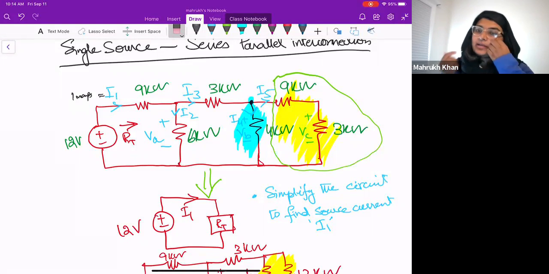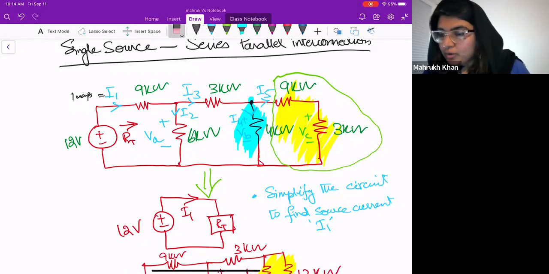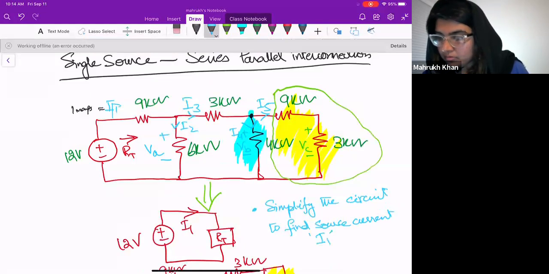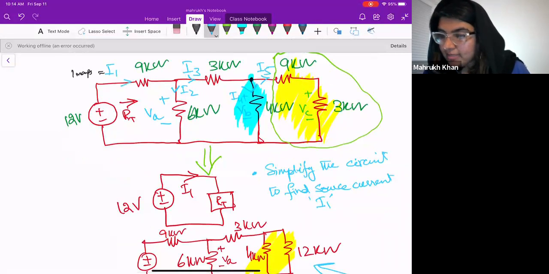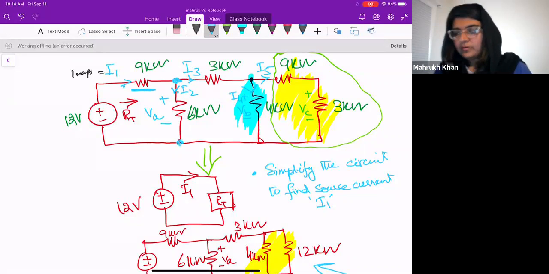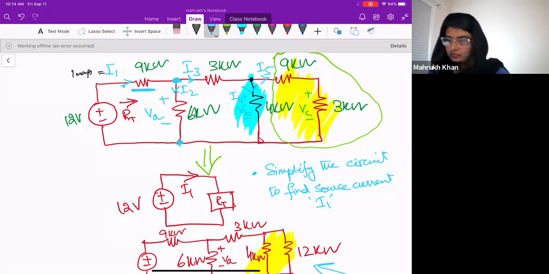Another thing you can observe is that your I1 is actually dividing between I2 and I3. We don't know about I4 and I5 because I3 is dividing further. But right now, I1 is dividing between I2 and I3. The other thing that can be found after finding this voltage is this voltage, so we will try to do that.